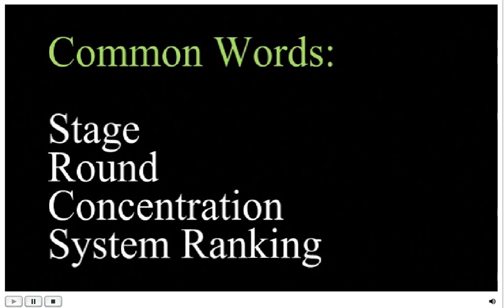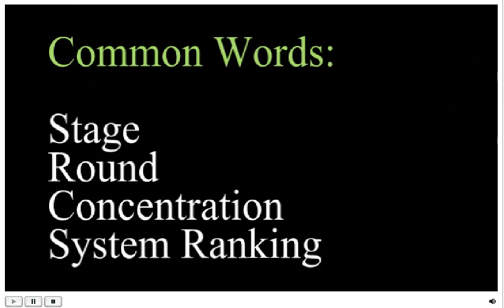Here are a few common terms that we will encounter along the way. We have a stage, a round, concentration, and system ranking. The concepts of stages and rounds will be explained in a bit. The concept of concentration, or what is called specialization, is when you have 5 credits. Please note, these are 5 credits and not courses in a given area, like finance, marketing, systems, or whatever. The concept of system ranking is what is used to allocate courses to people.